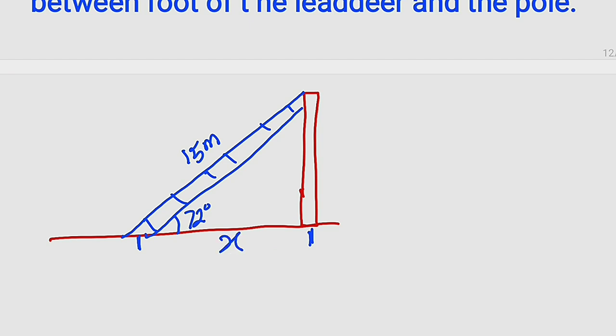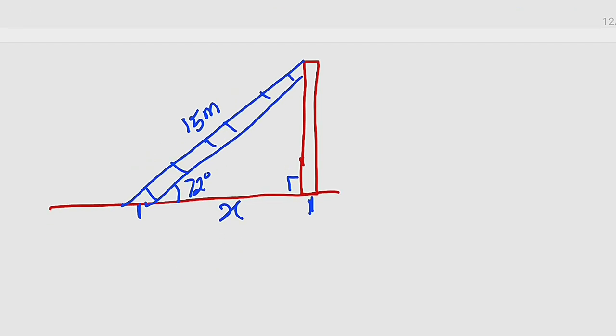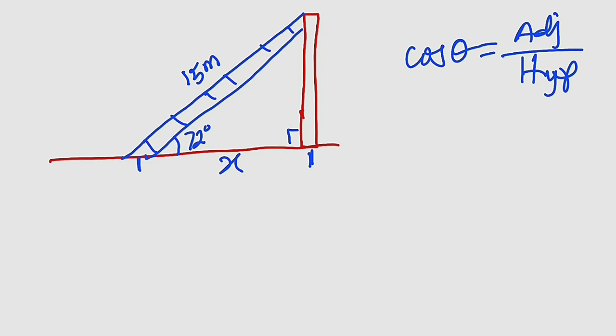So what is the relationship between the hypotenuse, because this is a right angle triangle. If you observe, this is our right angle, this is the adjacent side, and this is the hypotenuse side. So what is the relationship? It is cosine, because cosine theta is equal to what? Adjacent divided by the hypotenuse. So cos of theta, which is 72 degrees, is equal to the adjacent side, which is x, divided by the hypotenuse, which is 15.